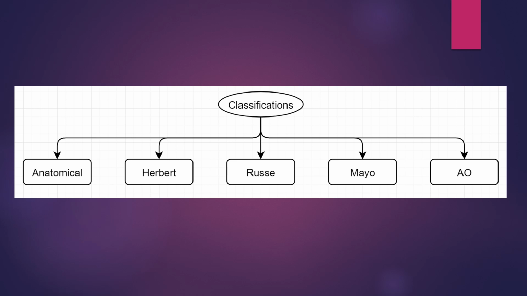Coming to the classifications, there are broadly 5 classifications. There are more than 5, but I have taken the ones that are more important. Those are the anatomic classification, Herbert classification, Russe classification, Mayo classification, and AO classification.